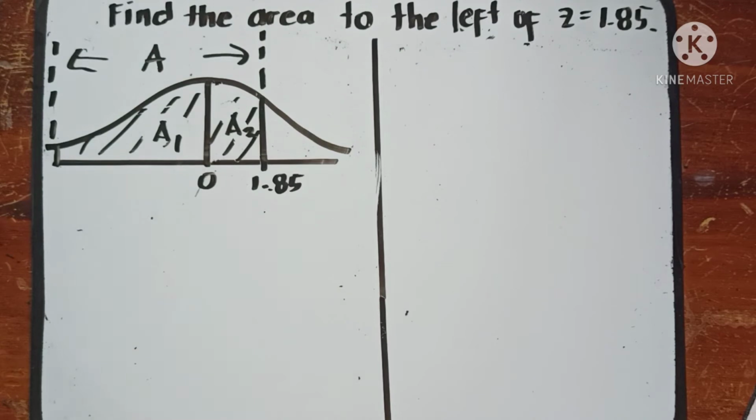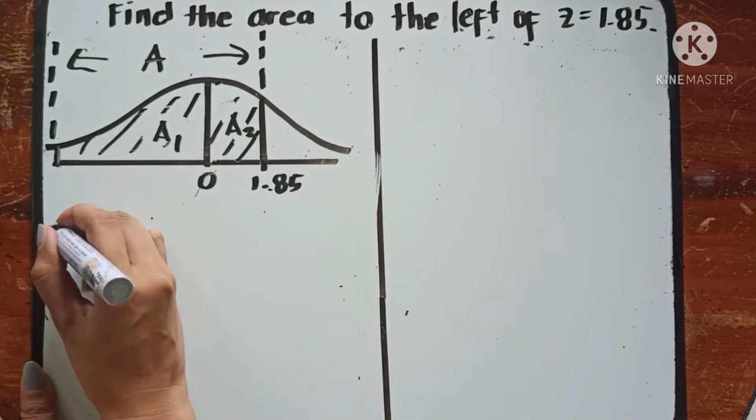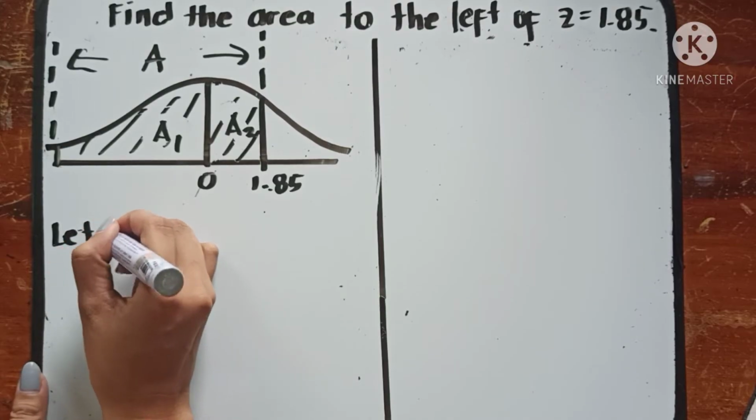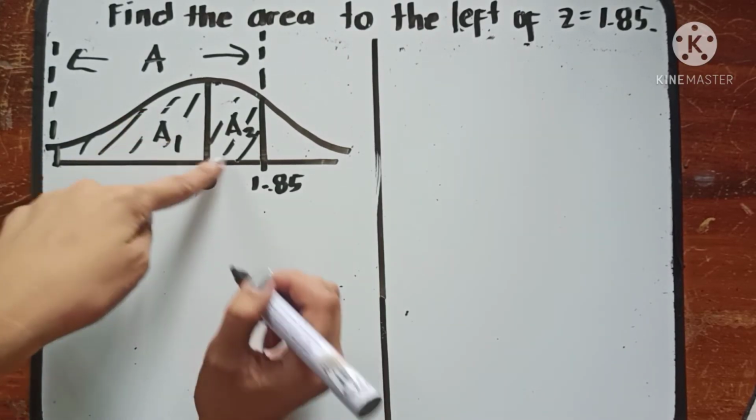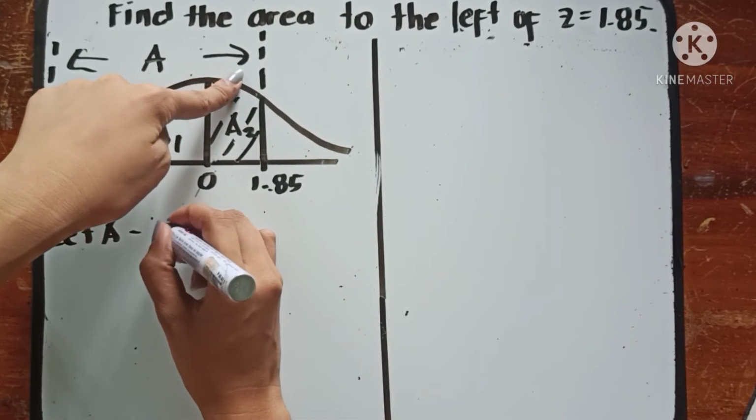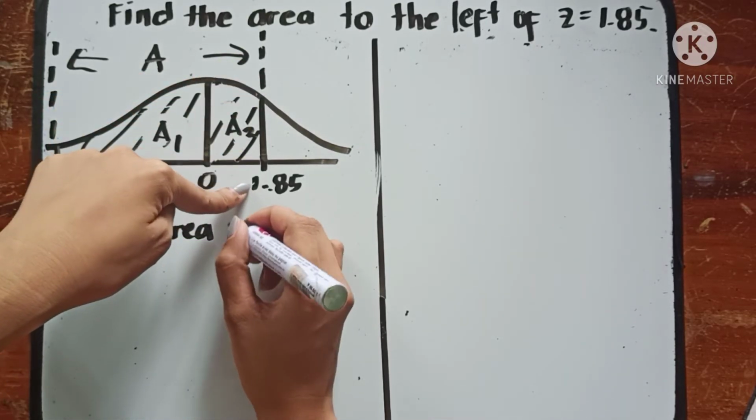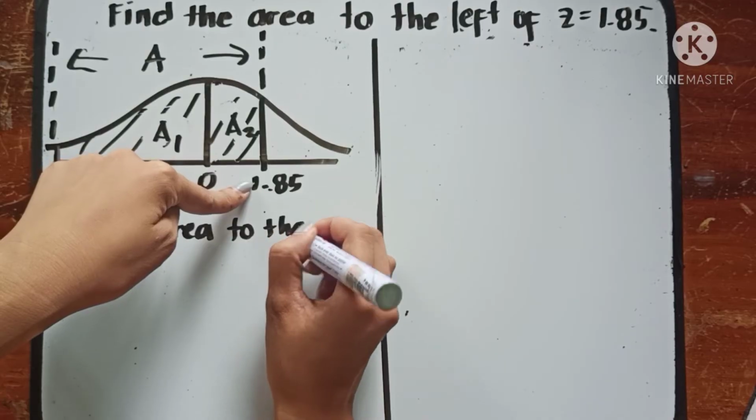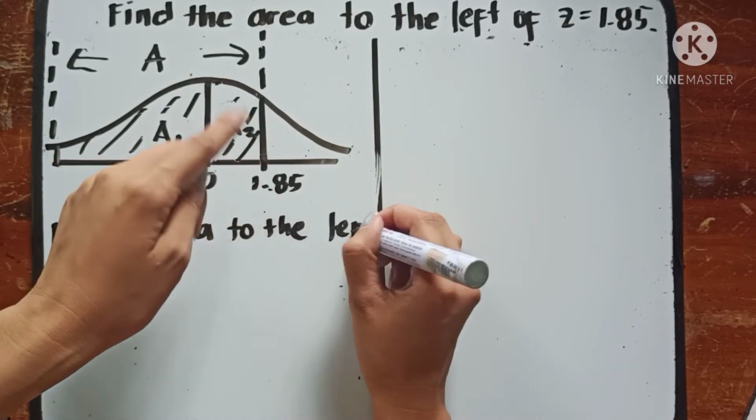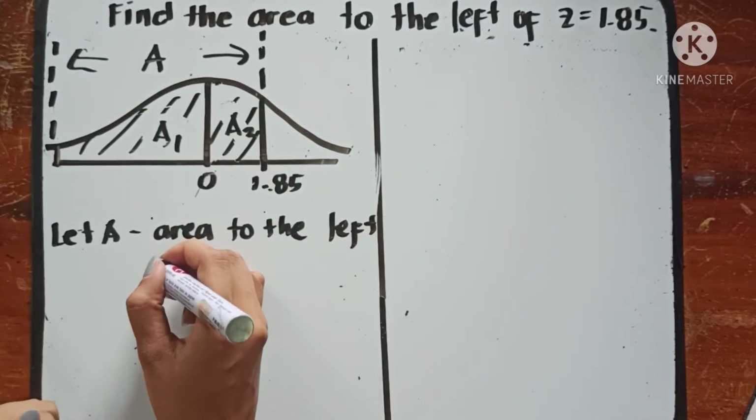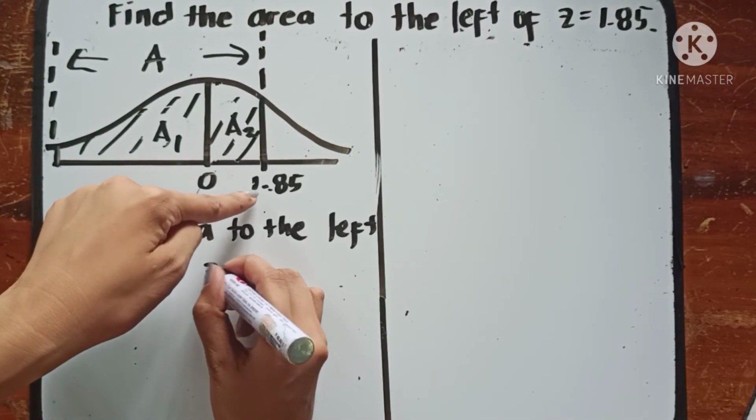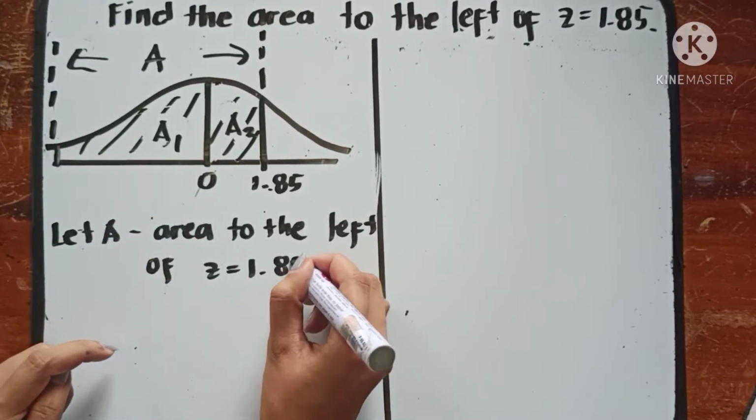Okay, so left to right tayo pagdating sa a sub 1, a sub 2. Okay, so next, let A, ano ulit yung A natin? A natin is area to the left, since pupunta po sa kaliwa, of z is equal to 1.85.